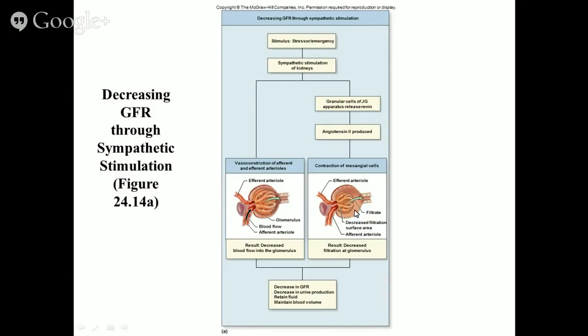To be more specific, it decreases the filtration surface area. It causes all of these cells within the glomerulus to constrict. So when you do that, you shrink the blood vessels, therefore shrinking the amount of surface area. And once you decrease the surface area, you're going to ultimately decrease the amount of filtration that can take place, because the surface area of a thing is its functional area.